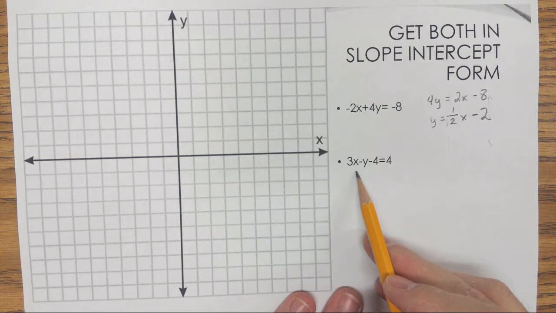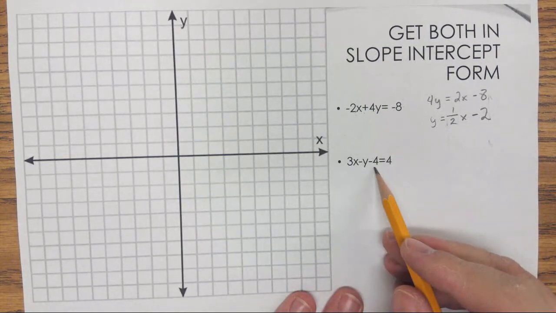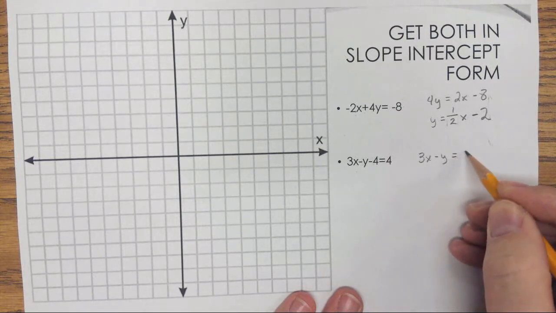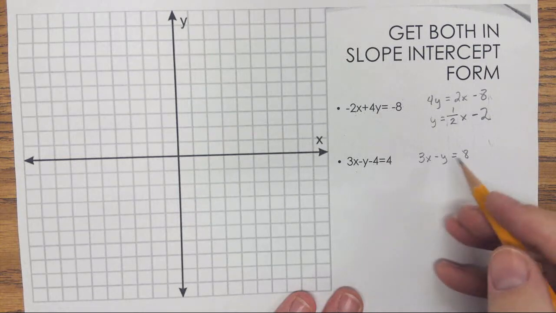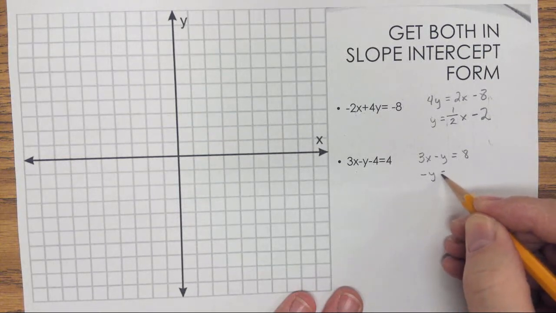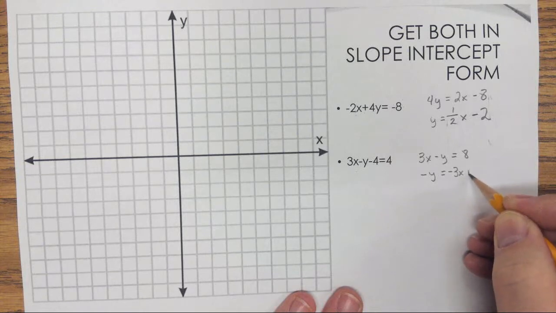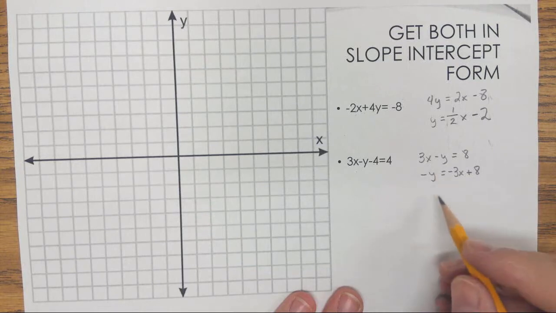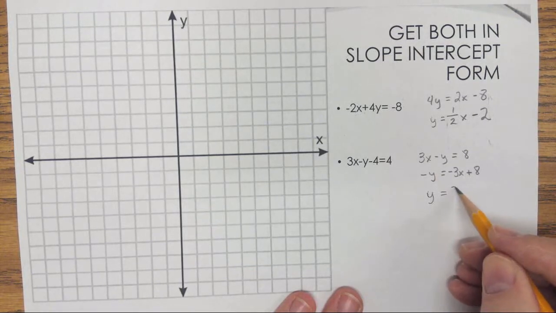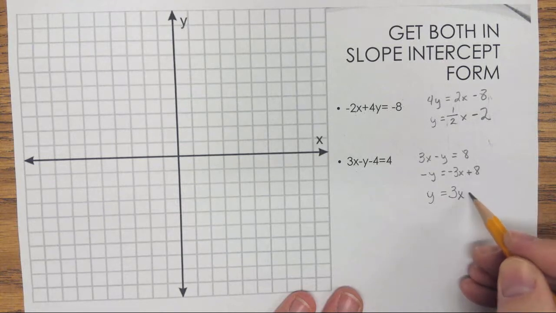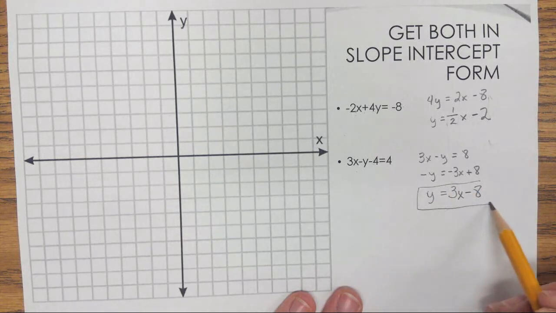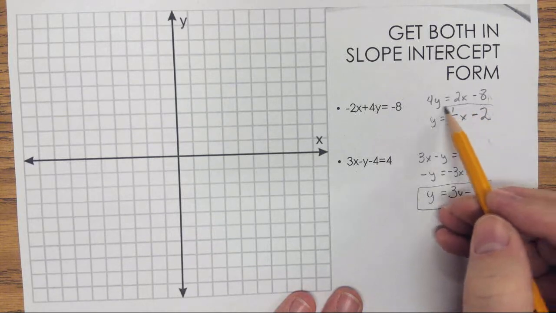Now here's this one. Let's get this one the way we want it. We're going to add 4 to both sides, so we get 3x minus y equals 8. Subtract the 3x, we get minus y equals minus 3x plus 8. Then I'm going to multiply by negative, which will make the negative 3x positive, and make the 8 negative. So now I've got my two equations in slope-intercept form.